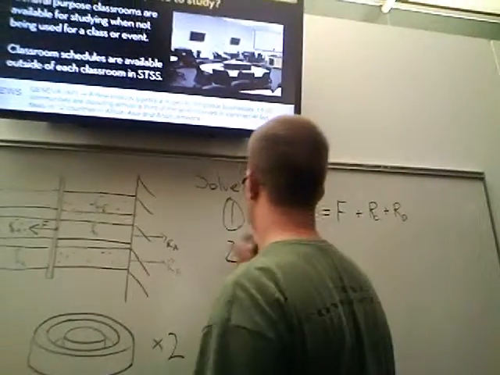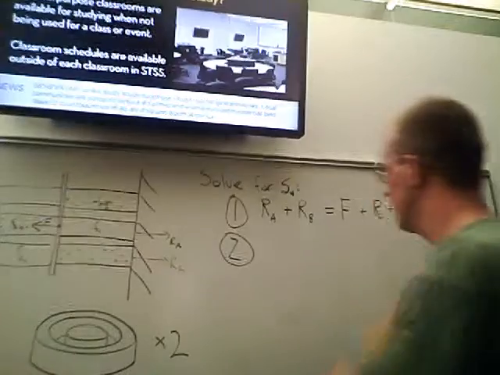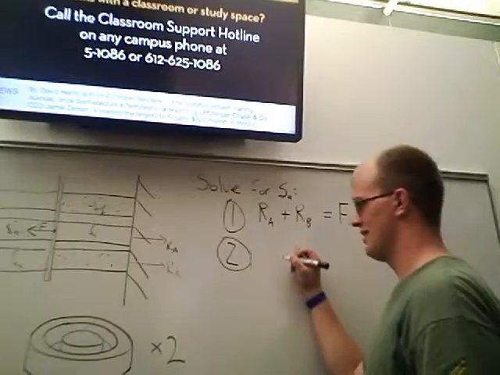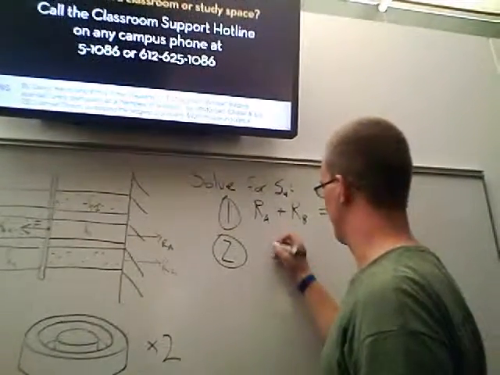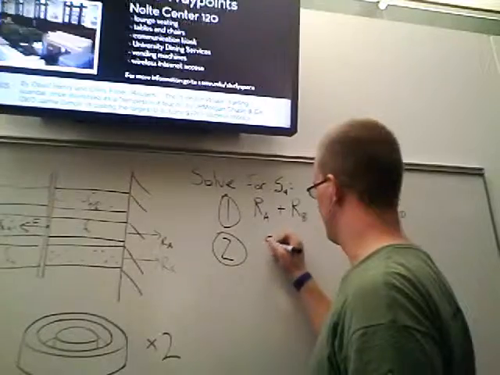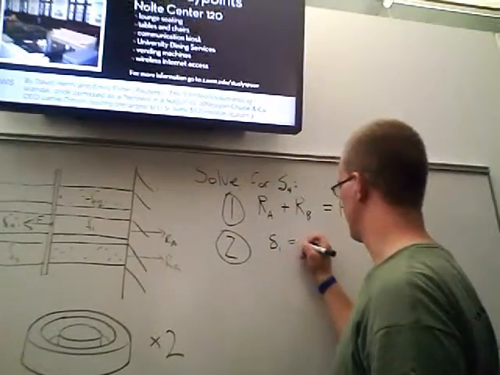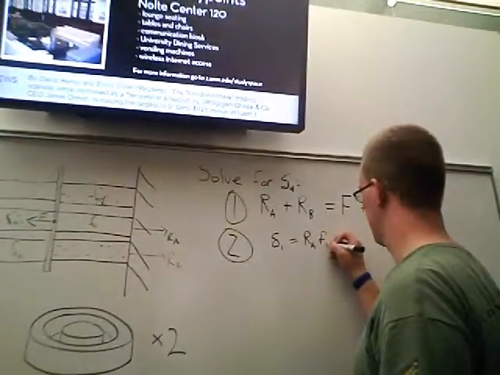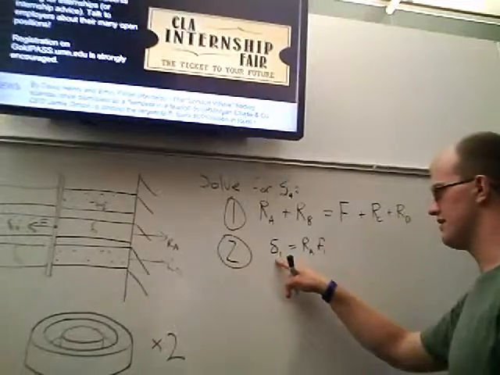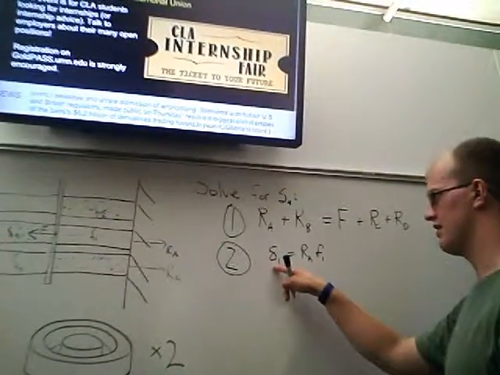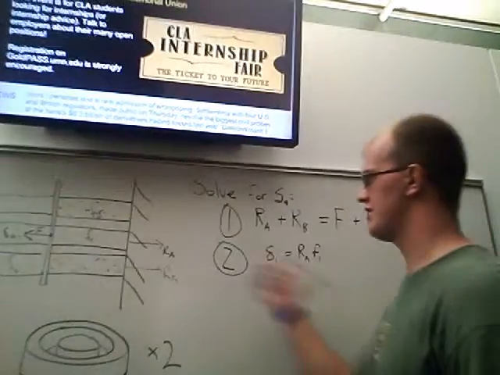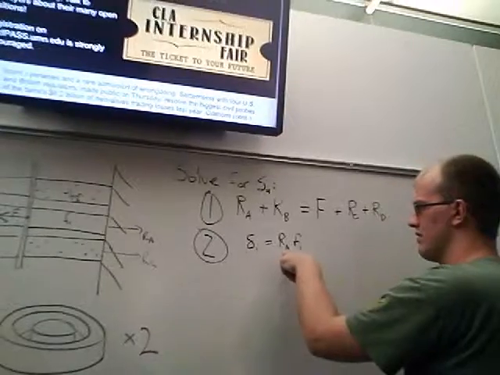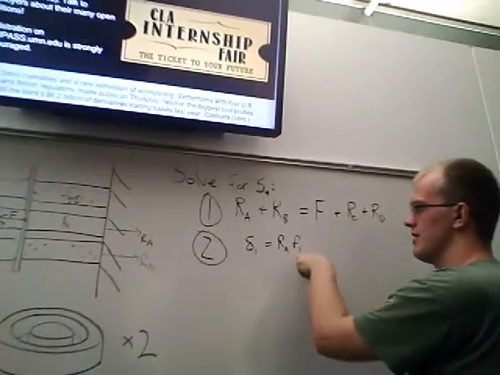Second equation, we have to account for each of these force-displacement equations. So delta 1 is equal to RA F1, where delta is the strain, right? Yep, it's a change in length. It's the change in length of the piece, and then RA is the reaction force associated with it, and then F1 is the flexibility.